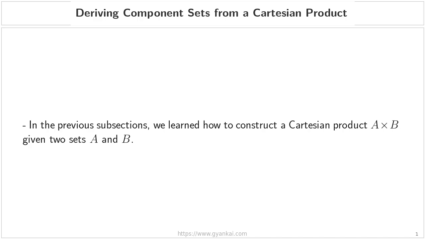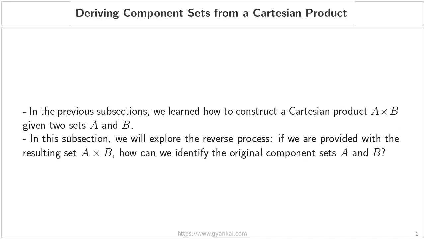Now, in our previous lessons, we focused on the forward process, learning how to construct a Cartesian product, written as A cross B, by starting with two individual sets, A and B. Today, we are going to flip that logic on its head. We are going to explore the reverse process.